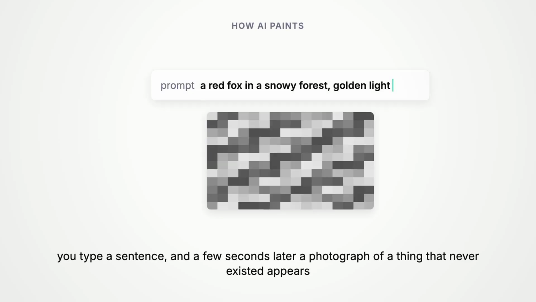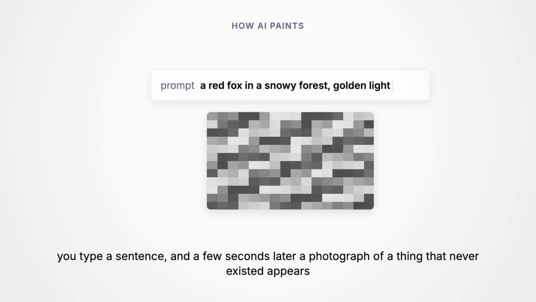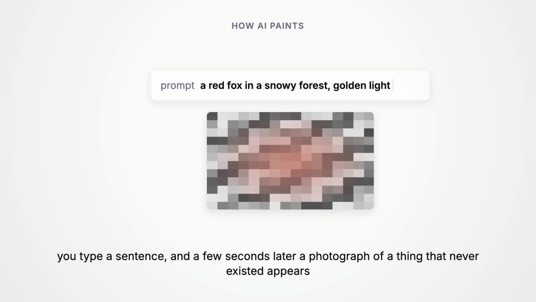You type a sentence. A red fox in a snowy forest, golden light. A few seconds later, there it is. A photograph of a thing that has never existed, that nobody drew.